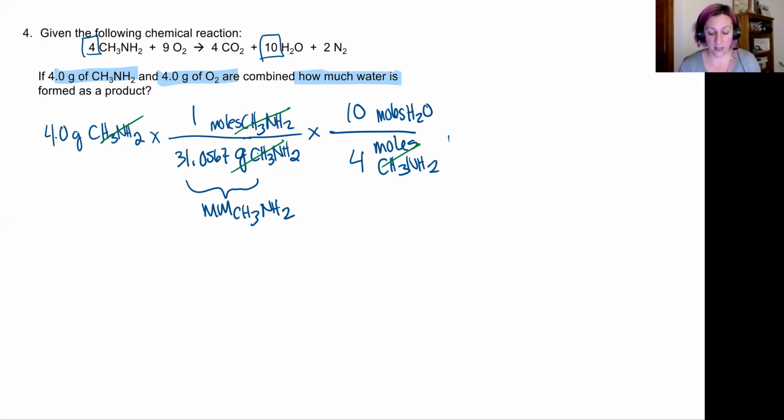So if I stop here, this is going to equal 0.32199 moles of water. I can also choose to continue this all the way to the mass, since that's what I'll end up reporting in the end, and it's just one more step. In this case, I'm going to need to get into the mass of water.